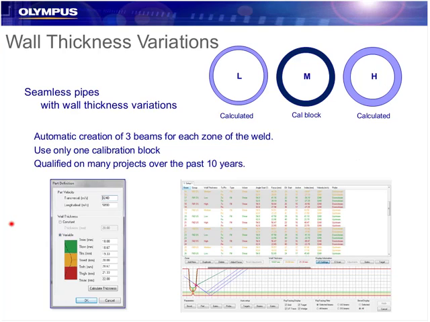So we actually have some tools where we can design in 3 different inspections happening at once using only one nominal cow block. So we actually create 3 beams for each zone. In this case, it was 18, 18.7, up to 19.33. And that way, when we scan, we'll do a quick thickness measurement and know which criteria to apply, and only have to do one inspection, even with wall thickness variations. So kind of a very useful tool, especially for seamless pipe.